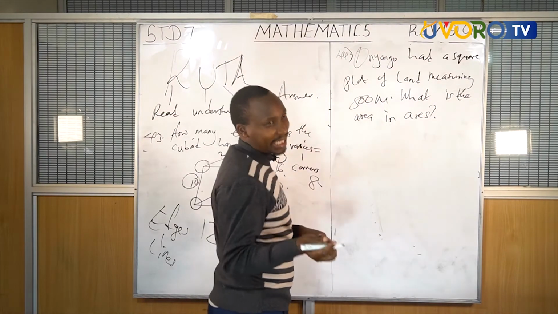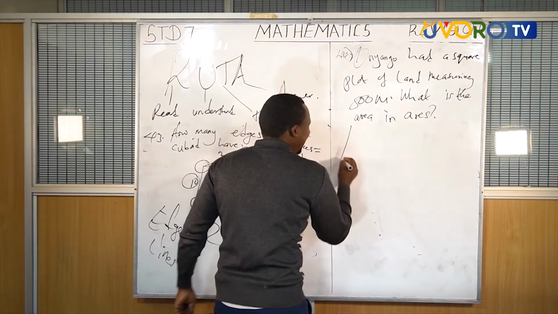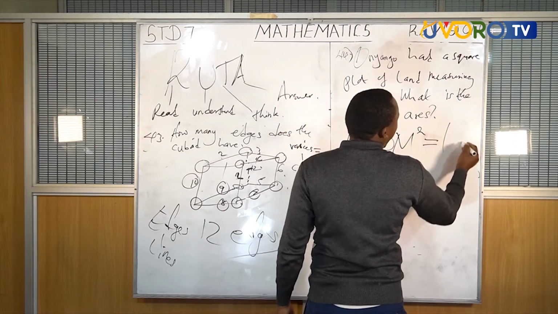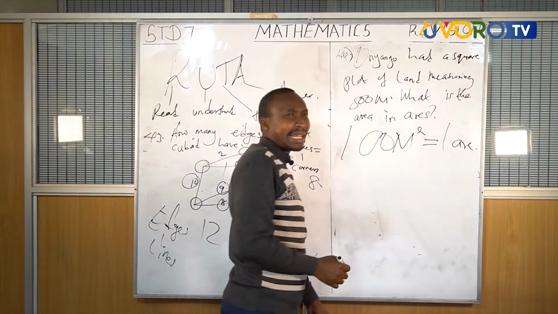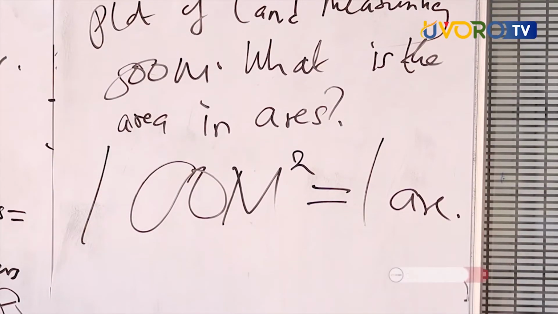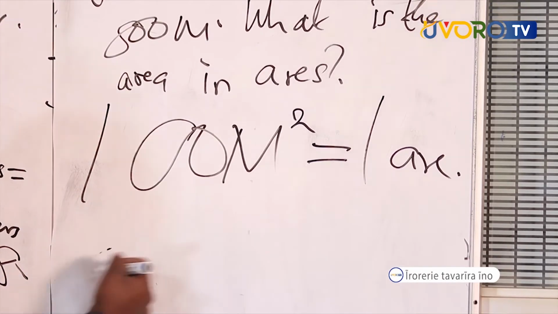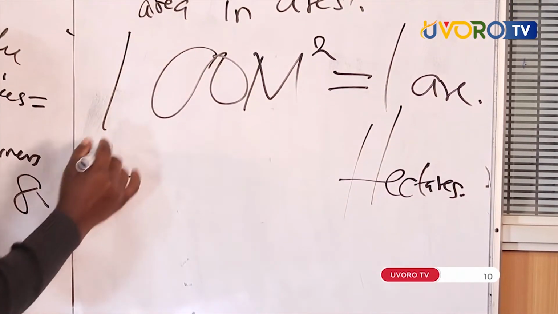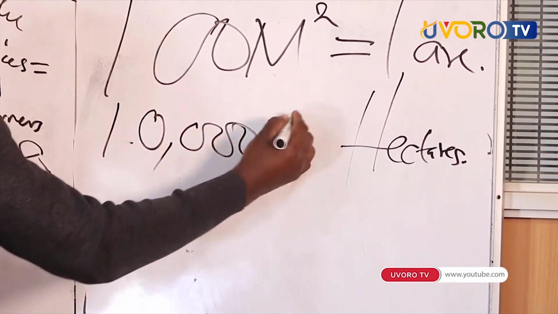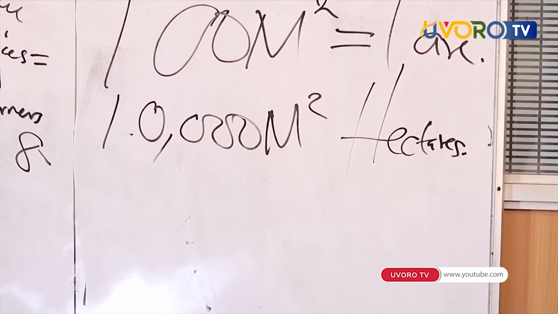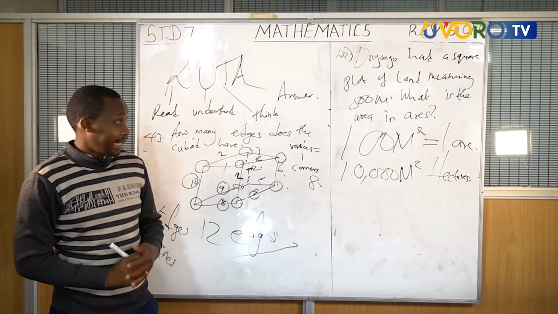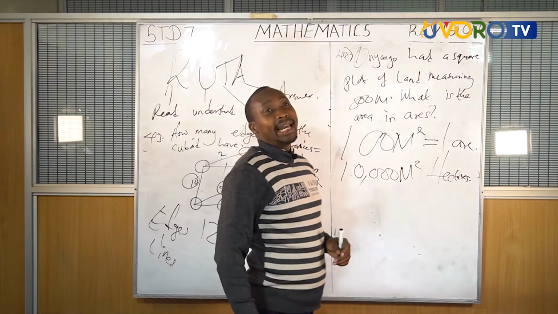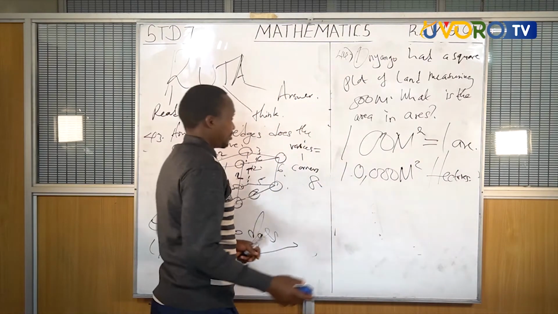Now, how many ares make 1 meter? It is 100 meters squared. They give us one are. What about the hectares? Hectares is the big one. So that is the 10,000 meters squared that gives us 1 hectare. But an are is only 100. A hectare is 10,000.